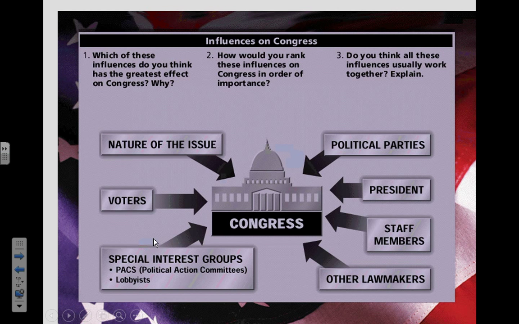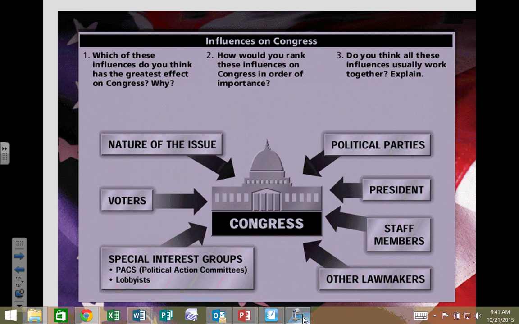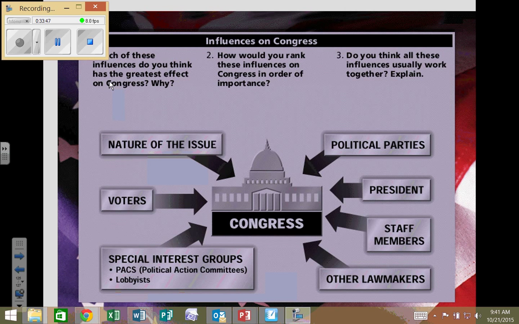All right. That is pretty much the process of how a bill becomes a law. Now, I say pretty much because it is the process, but we probably need to study a little bit more to better understand it, which we will. But for today, that's enough.